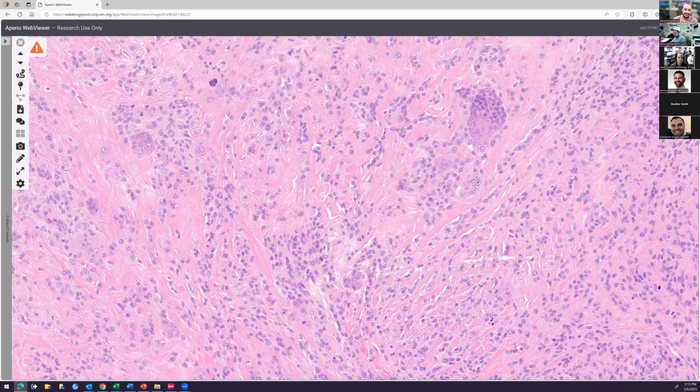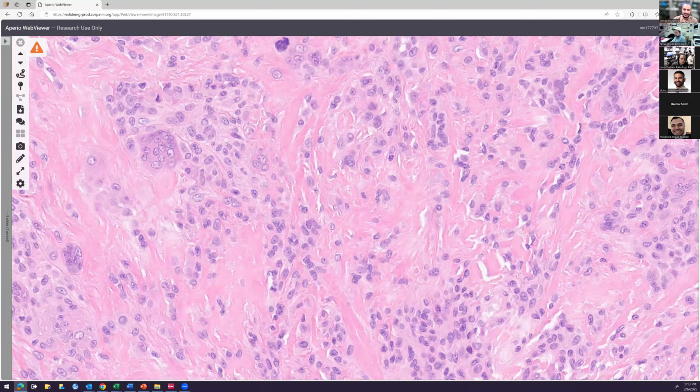And how would you describe the nuclei? They're small, they're homogeneous. There's not great pleomorphism. Does it look like the background? Do these nuclei look like these guys? Yeah, pretty much. So that's kind of typical.